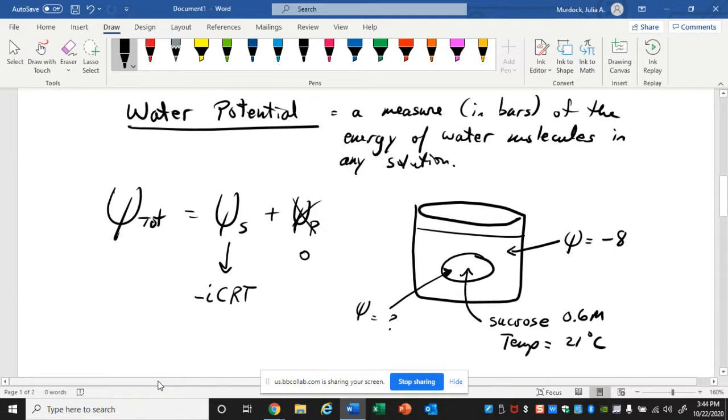So again, the R is still 0.0831. And this time, since doing sucrose, your I value is just 1. So what's this and what's this? And then you calculate that. Right? Your temperature should be, I think, 274. Am I getting my arithmetic wrong again? And then your C value is 0.6.